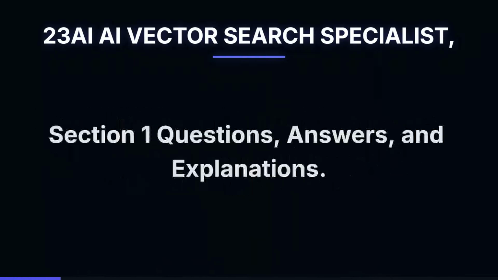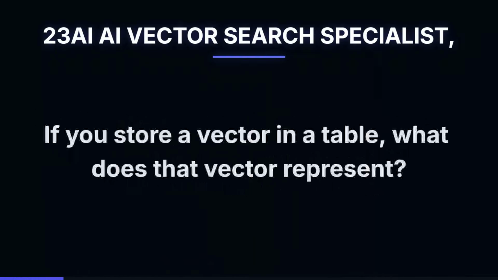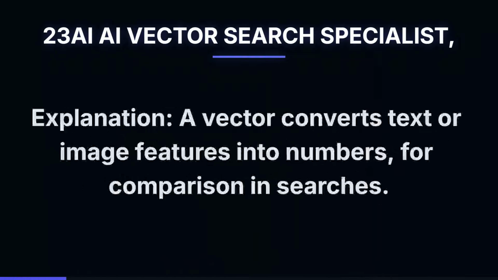Section 1 Questions, Answers, and Explanations. 1. If you store a vector in a table, what does that vector represent? The vector represents a numeric summary of an item, showing its key features and meaning. A vector converts text or image features into numbers, for comparison in searches.